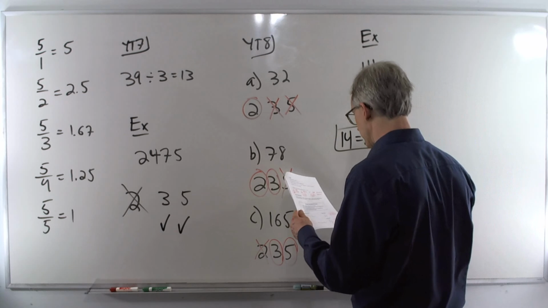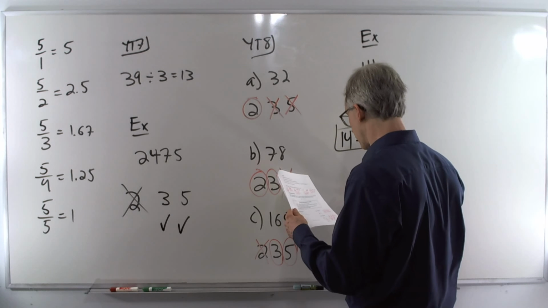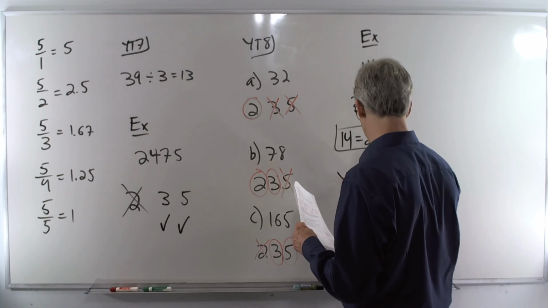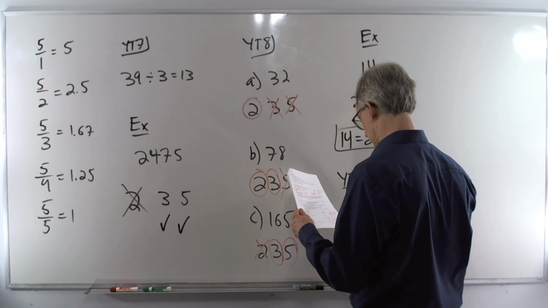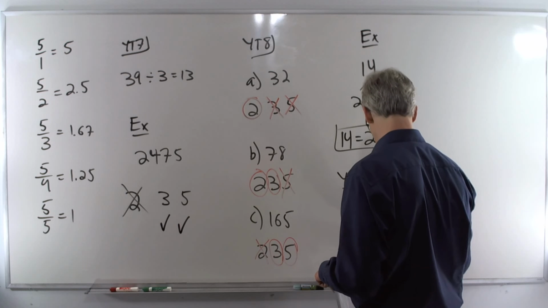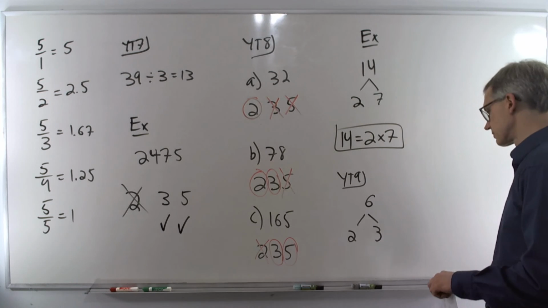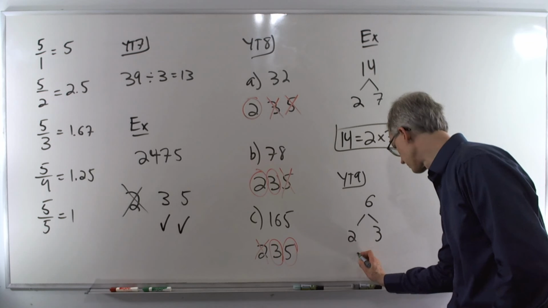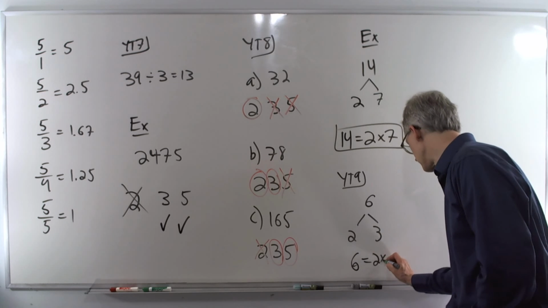Your turn, number 9. Do the prime factorization of 6. All right, 6 is 2 times 3. So break it up into 2 and 3, and 6 is 2 times 3.